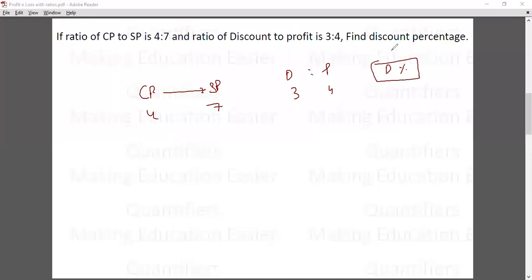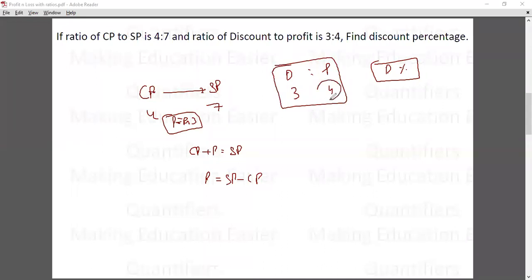Now, what is one general approach that we follow in this question? We take equations in x's and y's, or we apply unitary and then solve it. Here, there is a very easy approach. I know that cost price to selling price is 4:7. Profit is nothing but SP minus CP. If I assume 7 and 4, my profit is rupees 3. But in the discount to profit ratio, the profit is 4.